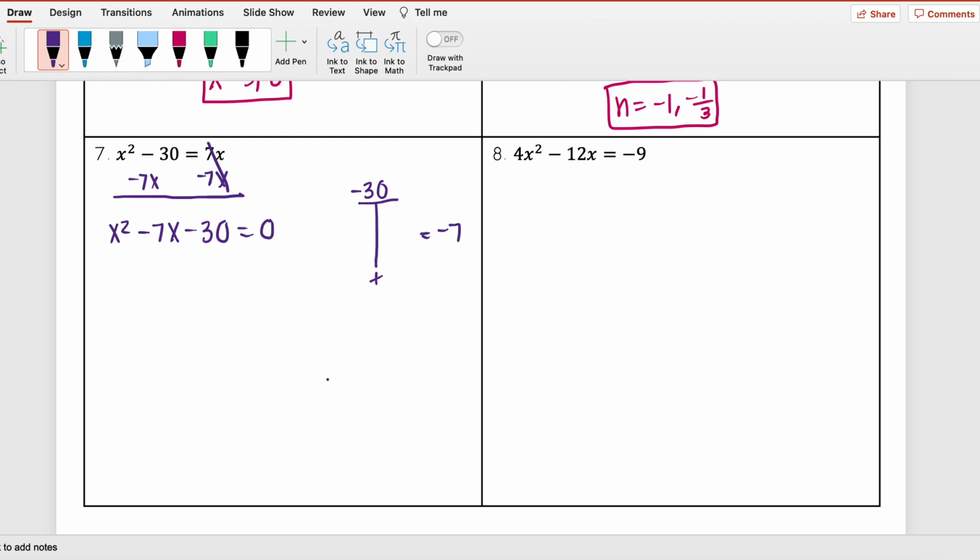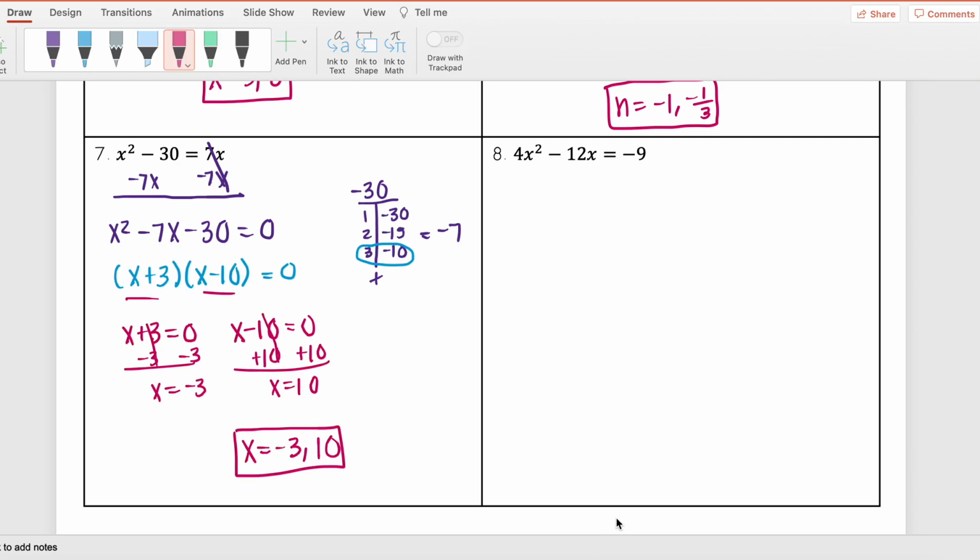So go ahead and pause the video. I want you to finish this problem. When you think you have it, go ahead and press play. So the answer you should have gotten was x equals negative 3 and 10.